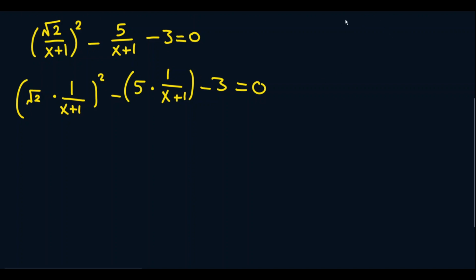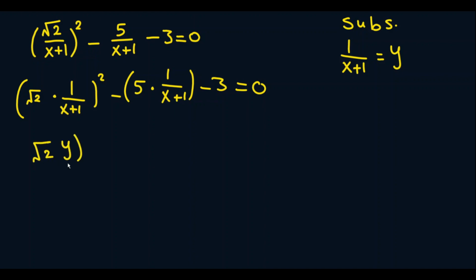We're going to substitute for 1 over x plus 1 by choosing any variable other than x. Let's pick y. Now we have root 2 multiplied by y, all of this squared, minus 5y, minus 3, is equal to 0. Now it looks very much cleaner and very much manageable.